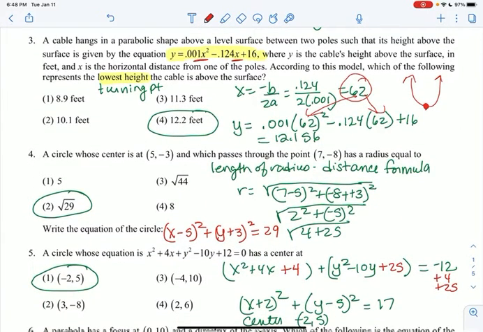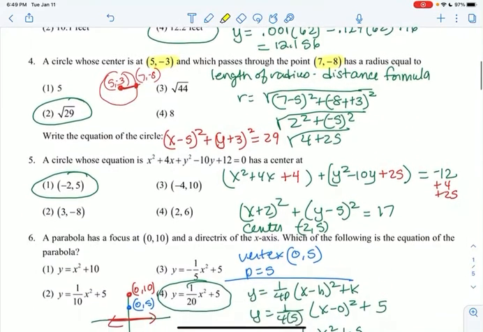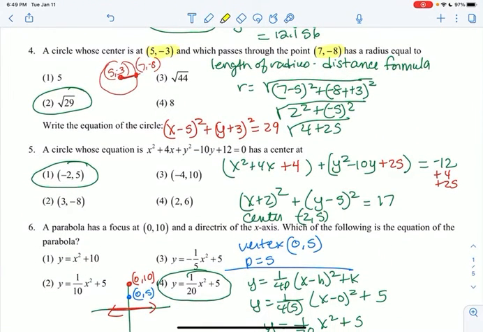Number 4, I have a circle. I know the center of the circle, and I know a point on the circle. So here's my center at 5, negative 3, and I have a point on the circle at 7, negative 8, and I want to know the length of that radius. Notice I'm using the word length, so I have to use my distance formula. So all I'm doing is taking those 2 points, 5, negative 3, and 7, negative 8, and I'm using my distance formula on them, and I get radical 29, because it's 4 plus 25.